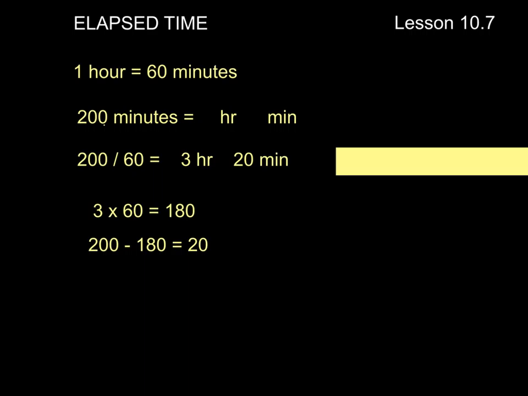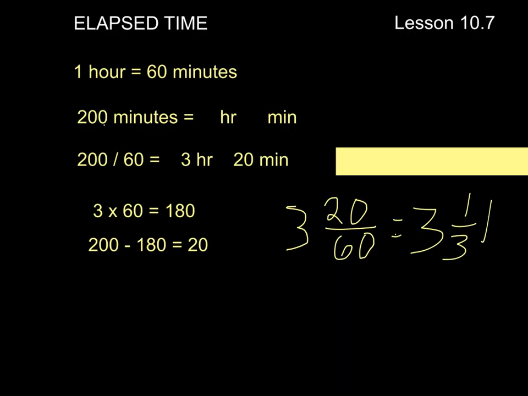As you can see above, we can express this as 3 hours and 20 minutes, or we can express it as a mixed number. 3 hours is written as a whole, and then we can express 20 minutes out of 60 minutes. And this can be reduced to 1/3.